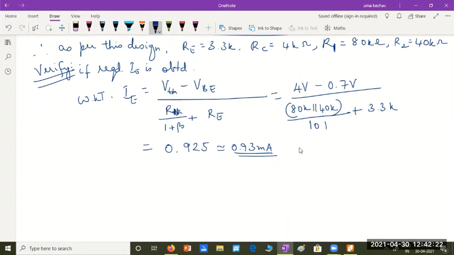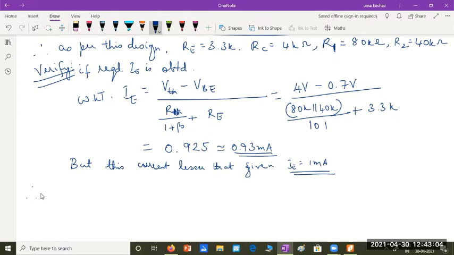Please check. Is this right? Yes, ma'am. But this current is considerably less than the given design value. What was the given IE value? IE was supposed to be 1 milliamp, but we got a lesser current after our design. So what are the ways in which I can increase this emitter current to make it almost 1 milliamp?